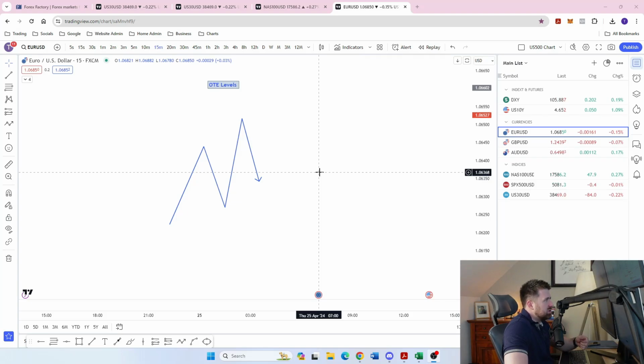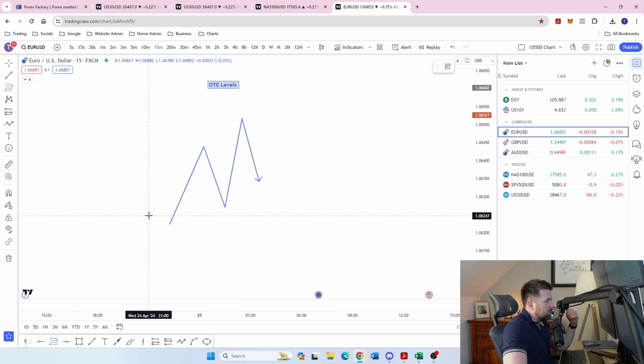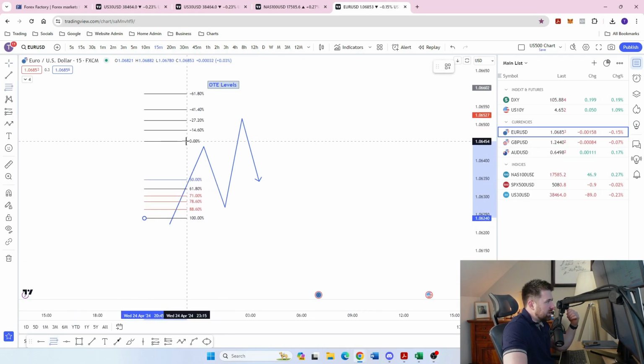I want to explain to you the OTE levels, what to look for, when to look for them, and essentially how you can find really high probable setups. What you have to remember about anything in trading is that price is going to move in a certain direction. Price is going to react to certain levels. So we do this based around these fib levels right here.